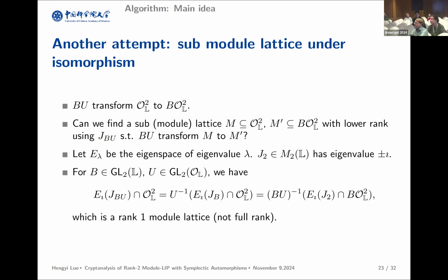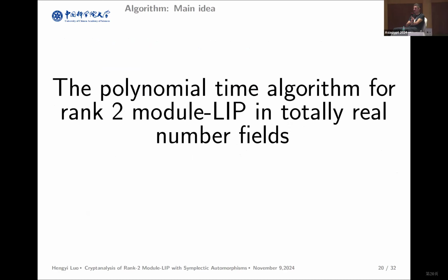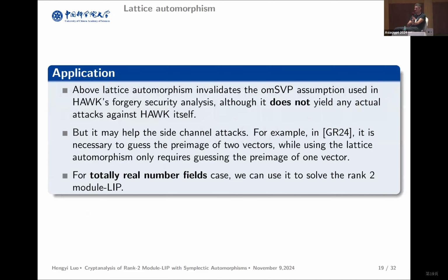Is there another question from the audience? Maybe I can ask a question. You say you invalidate one of the assumptions that Hawk uses in its security proof, but doesn't break Hawk. Can Hawk be based on a different assumption to claim security? Yeah. They can just add our new short vectors to their assumption.